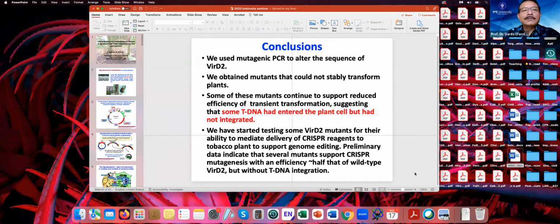Okay, thank you. Maybe one question from me. How is the future of Agrobacterium in the era of transgenics, and then genome editing, and also some people trying to use nanotechnology to deliver the DNA cargo from outside into the cytoplasm? So will the future of Agrobacterium still be bright, or what?